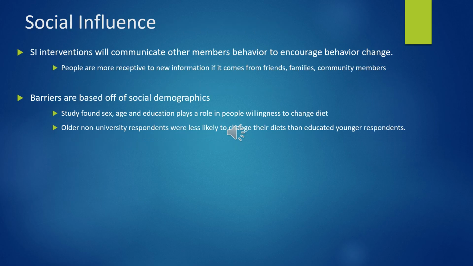Social influence refers to the effect of an individual's behavior on another. This technique communicates other members' behaviors to encourage behavioral change. Oftentimes, similar social groups have the same barriers. In this study, in the bottom bullet, researchers found older non-university respondents were less likely to change their diets than younger university respondents. An intervention using social influence might create space for peers of different demographics to discuss a similar topic.